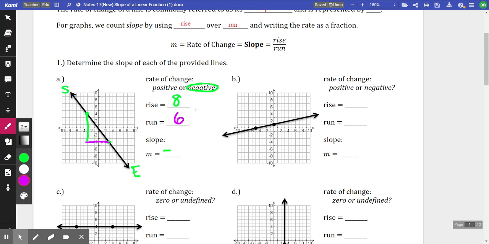So our formula is rise over run. So I'm going to make a fraction now, and I'm going to write 8 over 6. Negative sign's already there, so this slope is -8 over 6, and always reduce your fraction as much as possible. Okay, so top is even, which means it's divisible by 2. Bottom is even, which means it's divisible by 2. So final answer, this slope is -4 over 3.